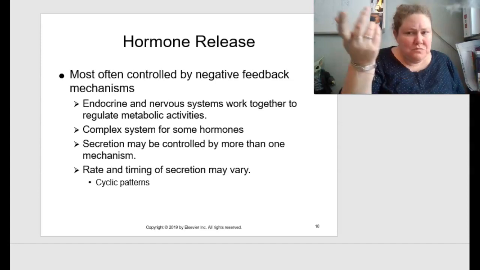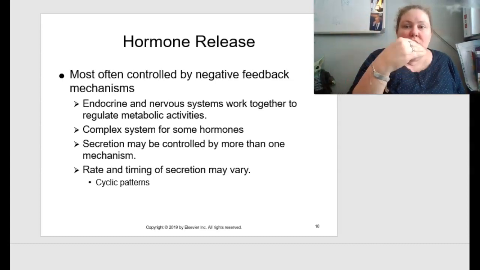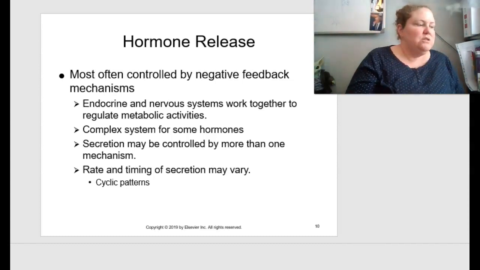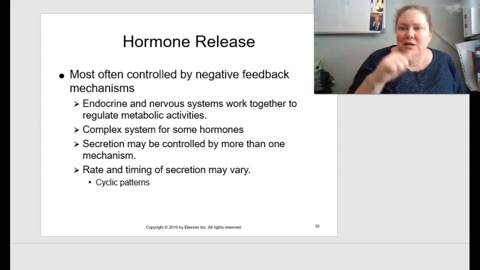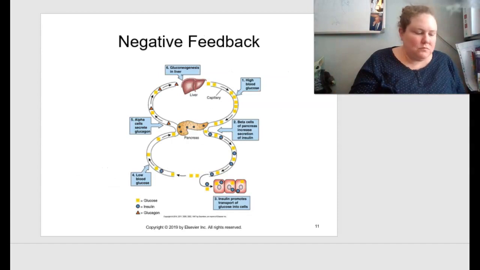We also have the rate and timing of the secretion, which can vary. This would be like a cyclical pattern. For instance, in females, the hormonal cycle can control the menstrual cycle, right? So estrogen peaks, estrogen drops, and so on. So things are not static. Most of the time, they can have a cyclical pattern.